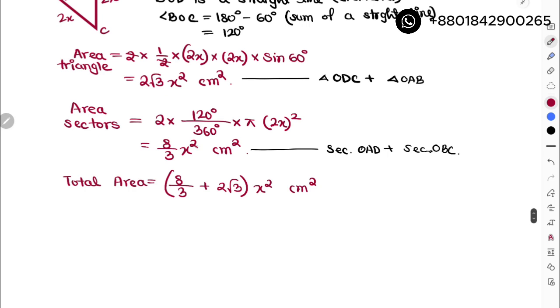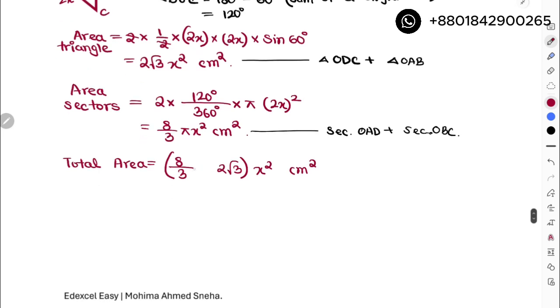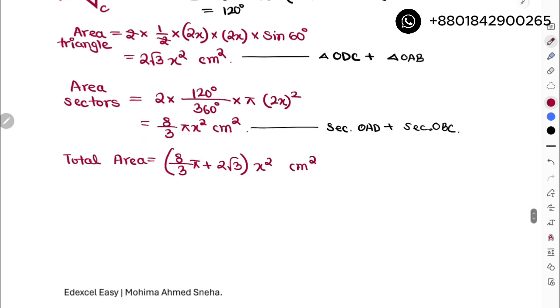Wait, one minute. We made a mistake actually. This is supposed to have a pi over here, right? Pi x square. You had a pi there. So this is going to be pi over here again. Right, so this is the value for k. It was given in the format of pi k x square. The value for k is over here, 8 over 3 pi plus 2 root 3, right?